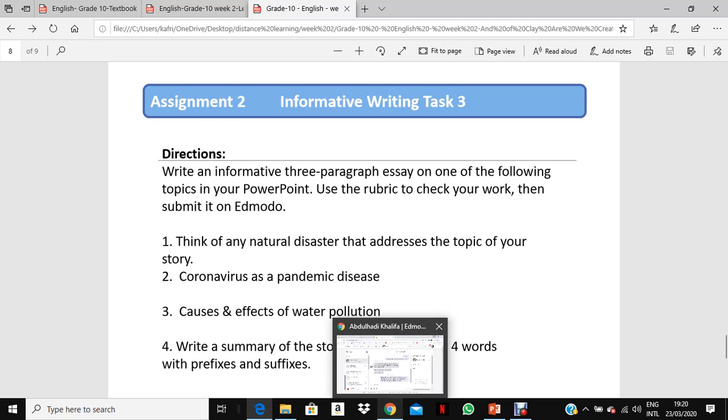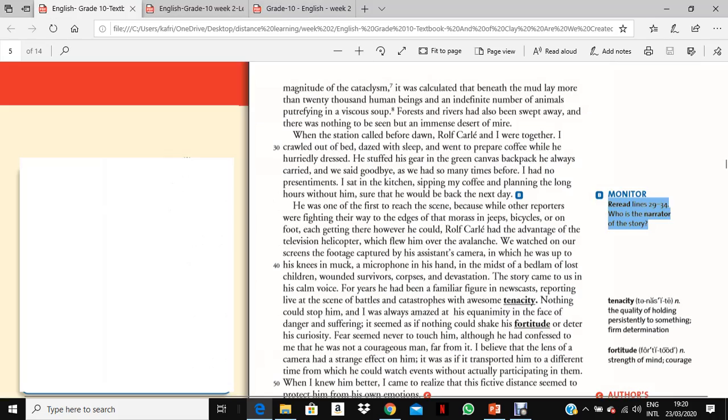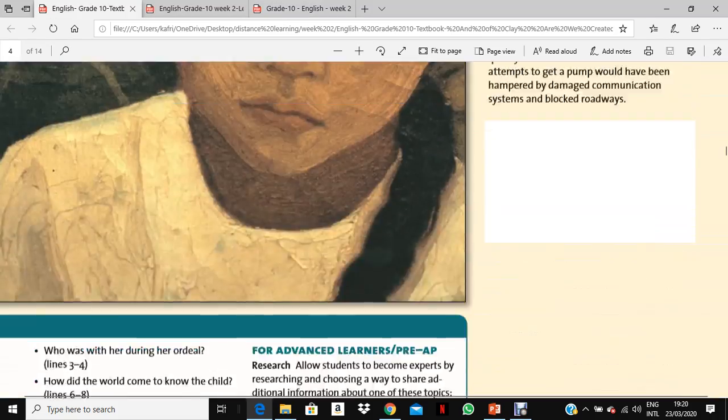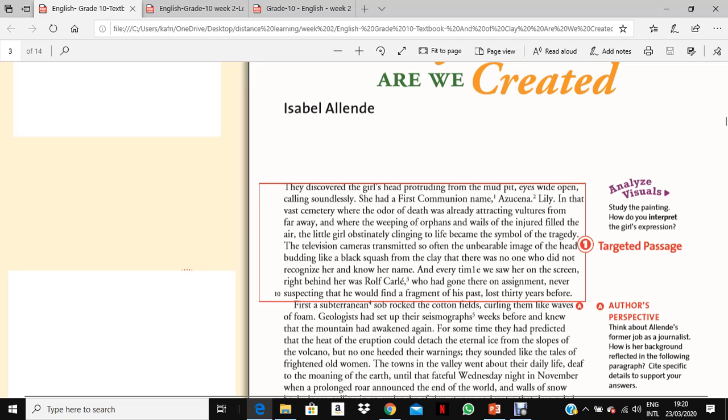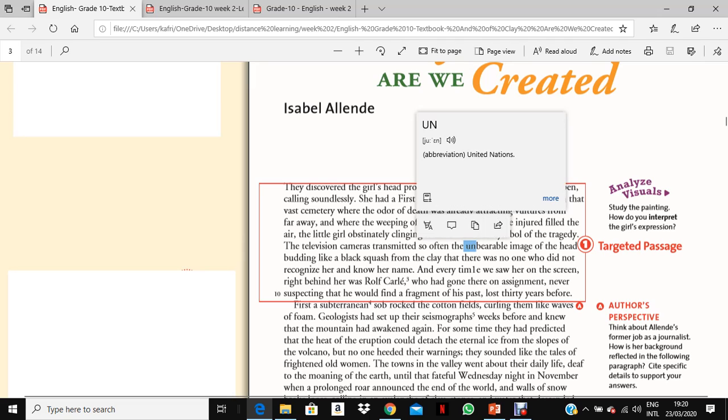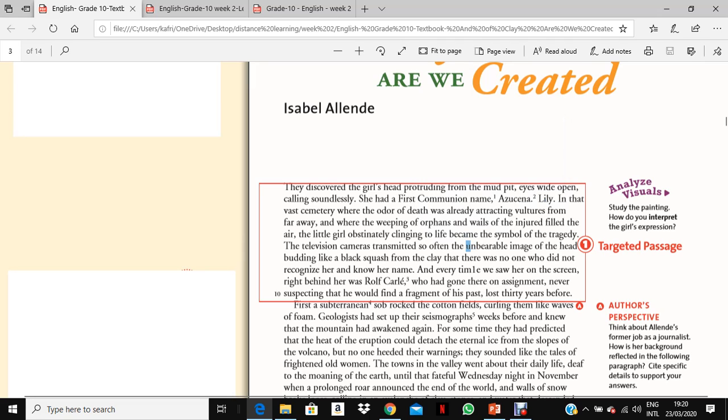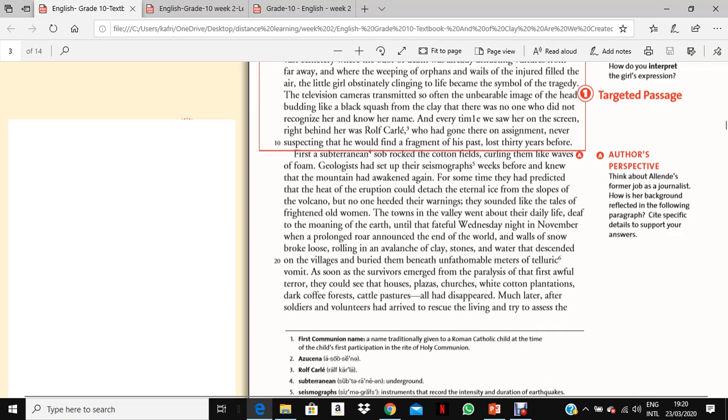We have a lot of words in this story which are examples of prefixes and suffixes. For example, on the first page, line 6, here we have un, which is a prefix which gives the meaning of opposite. Okay, unbearable. Also, here at the bottom of the first page, we have, for example, disappeared. This prefix is attached to the root, which is appear, and it gives the opposite meaning.